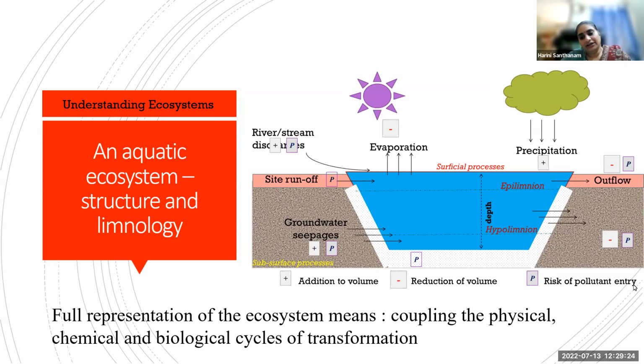Now, when we look at the physico-chemical aspects in detail, we can see that the physical aspects alone can give structure to an ecosystem, such as, let us take the example of light penetration.